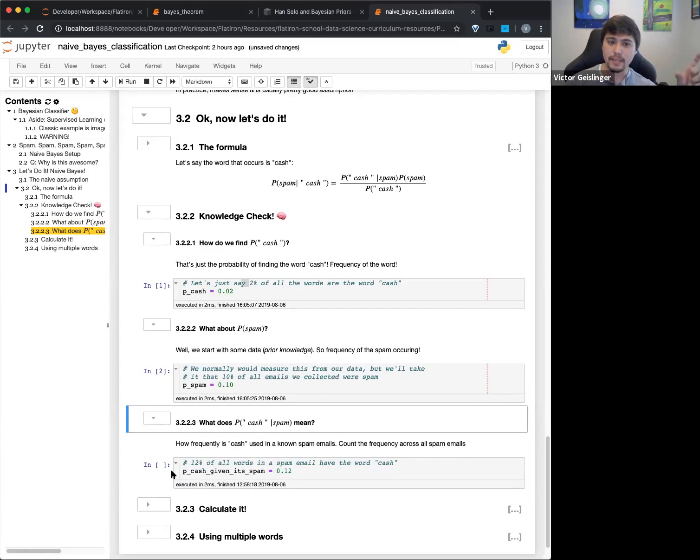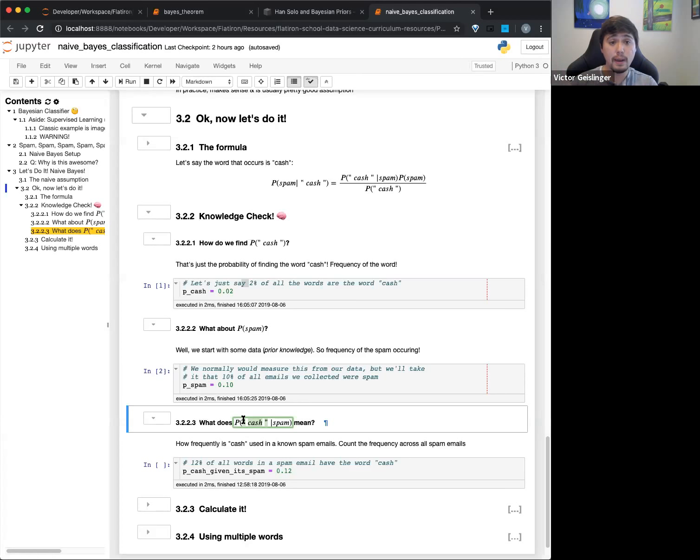The curriculum mentions that there's an issue here. Can anyone see what the issue might be with using this word? Why this might be a bad idea, or at least might give you some trouble? It's a subtle one. I wouldn't guess it right away. One issue is that if the word cache never happens in spam, that could be just because we've never seen such an email in our supervised data set. Maybe we just never came across a spam email that has the word cache in it.